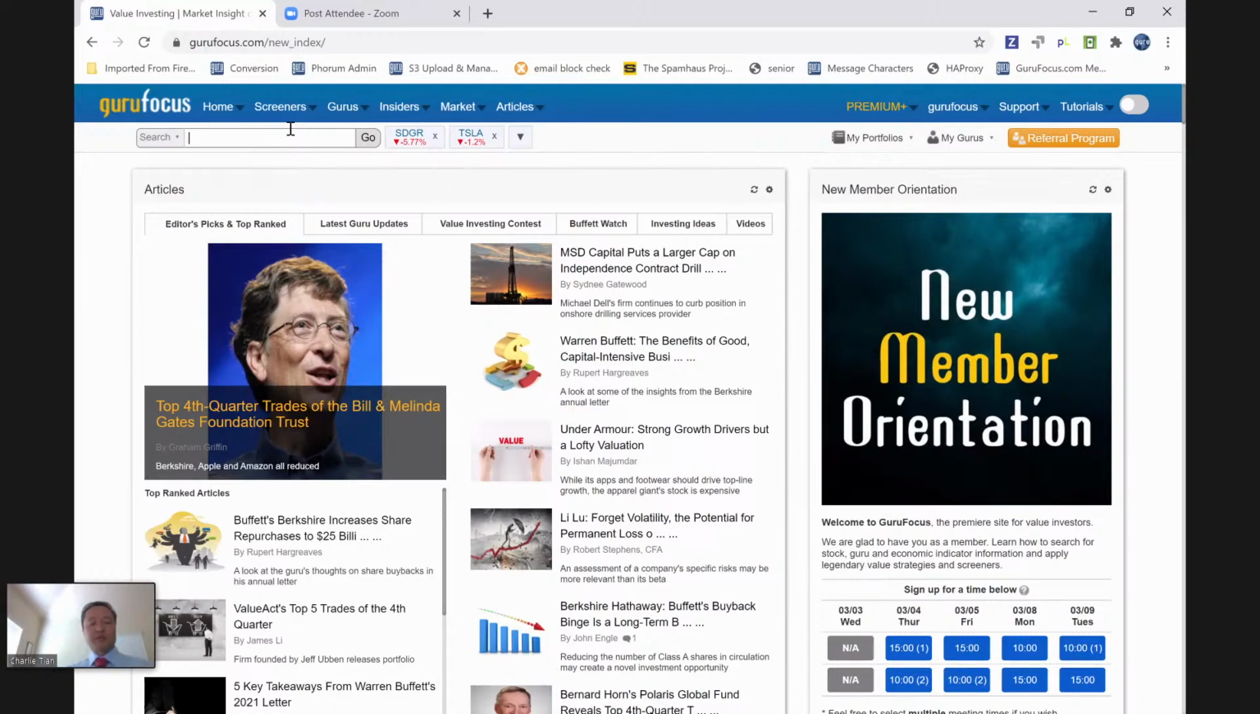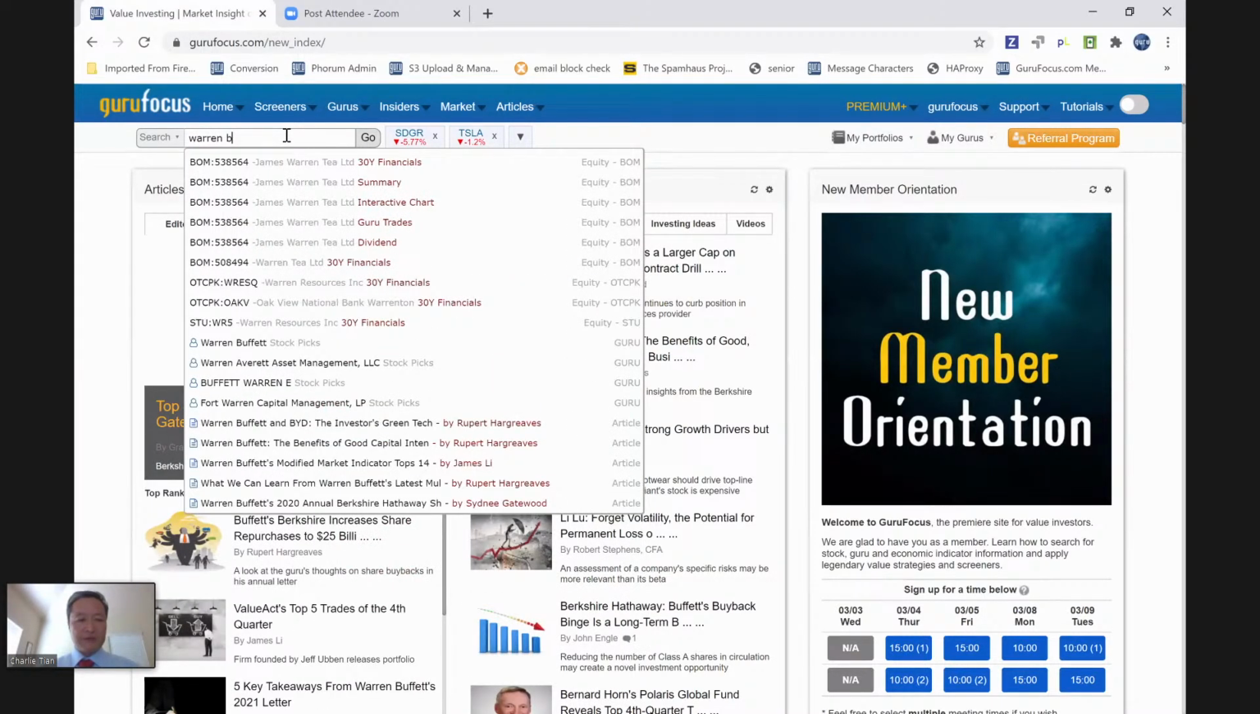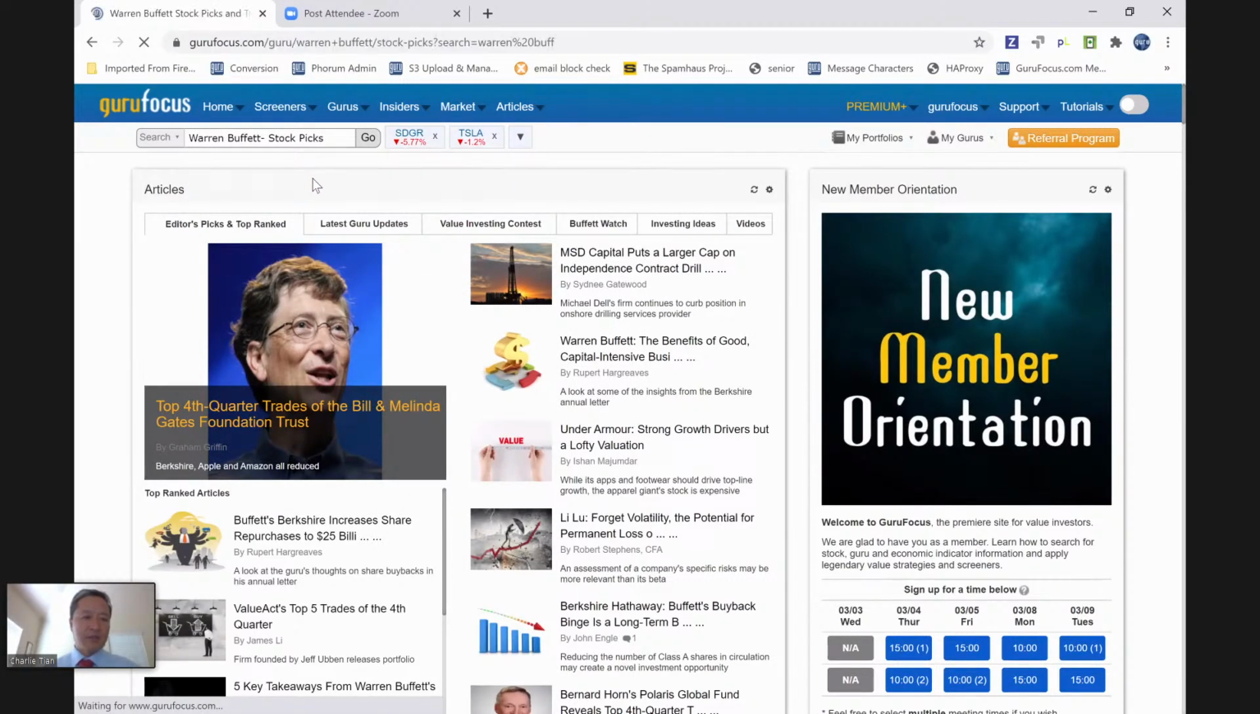I will continue. If you want to find the Guru portfolios, first I want to tell you that you can always find almost everything from the search box on the top left corner. We're talking about Warren Buffett's portfolio here, so I just type part of the name, Warren Buffett, for it to appear.